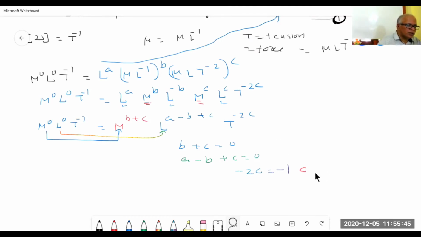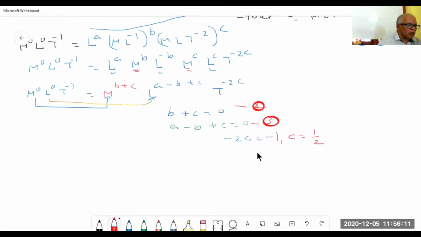Okay. C is equal to 1 by 2. Now, b plus c is equal to 0, this was the second equation. So b plus c is equal to 0, therefore b must be minus 1 by 2. B is minus 1 by 2.